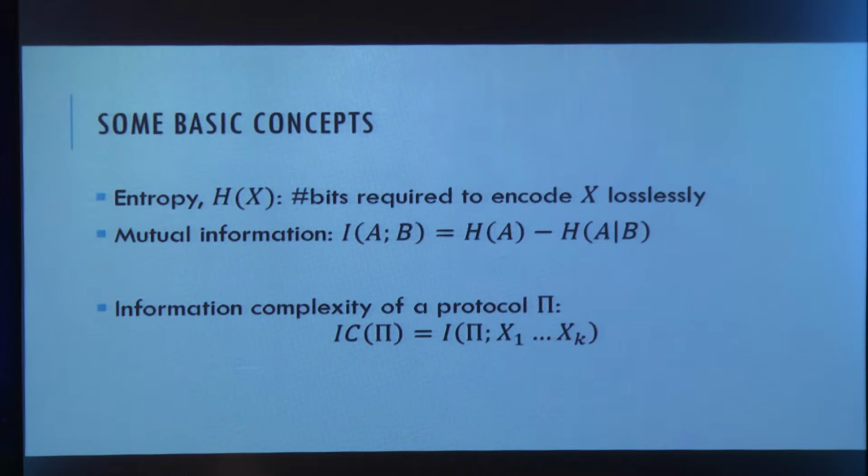Why is this an interesting thing to look at? Well, just look at the very definition. The mutual information here is never going to be more than the entropy of the transcript, which, like we said, is how many bits I need to write down the transcript. So it's never more than the length of the transcript. So if I can prove that the players need to leak a lot of information in order to do the computation, then I'm going to get that they also need to communicate a lot of bits of communication. So that's the high-level goal here.